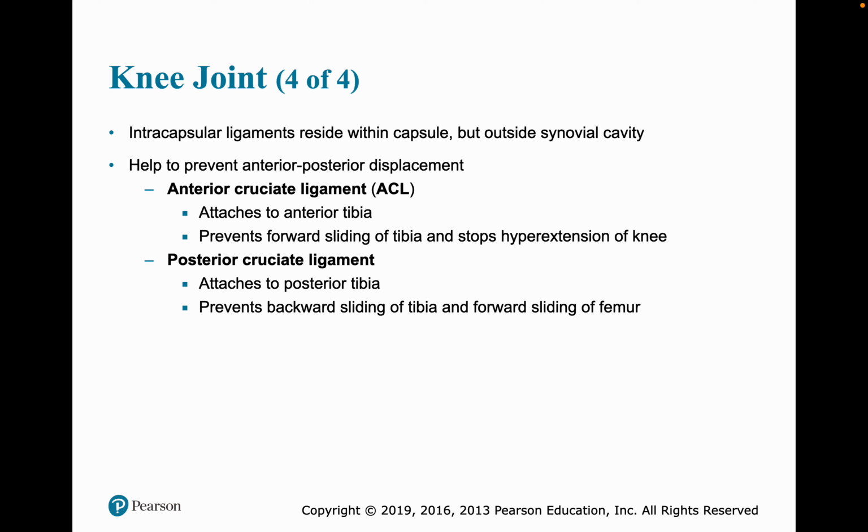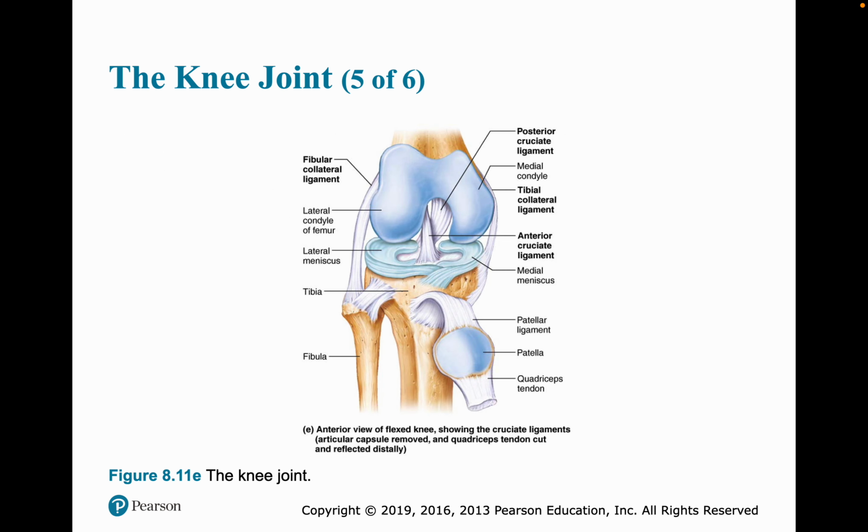The intracapsular ligaments reside within the capsule, but they are outside the synovial cavity itself. They help prevent anterior-posterior displacement. We have the ACL, the anterior cruciate ligament, attaching to the anterior tibia, preventing forward sliding of the tibia and stopping hyperextension of the knee. And the posterior cruciate ligament attaches to the posterior tibia and prevents the backward sliding of the tibia and forward sliding of the femur.